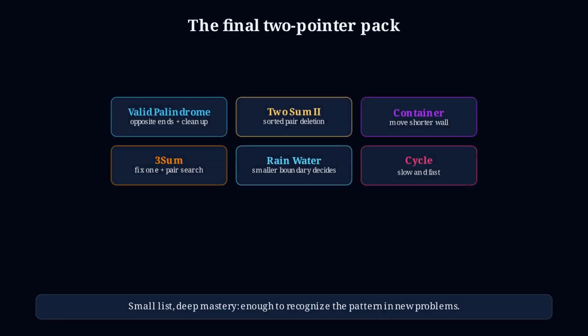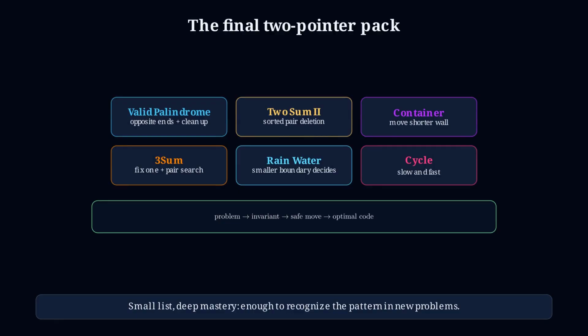The final list is small on purpose. Valid Palindrome, Two Sum II, Container With Most Water, 3Sum, Trapping Rain Water, and Linked List Cycle. Master these and two pointers will stop feeling like a trick.